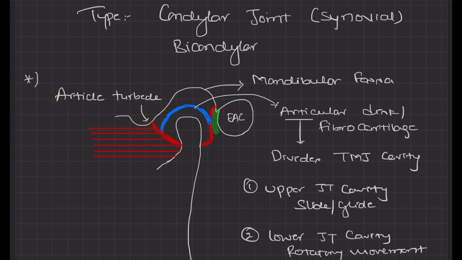One more thing, remember this: the joint capsule extends from the articular tubercle to the neck of the mandible, and from the neck of the mandible it goes to the mandibular fossa. This is called the capsular attachment. This is the joint capsule, and this is the articular disc.